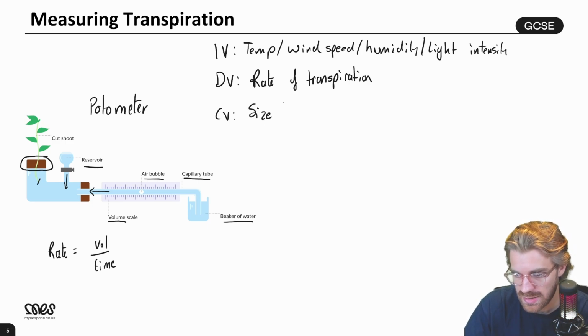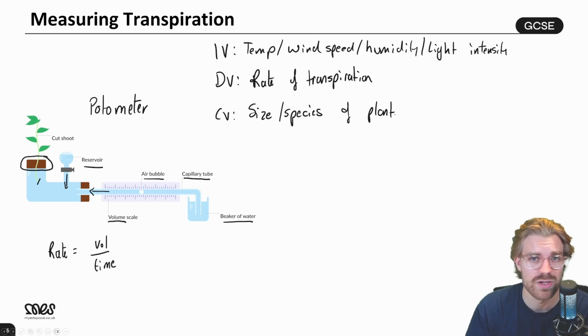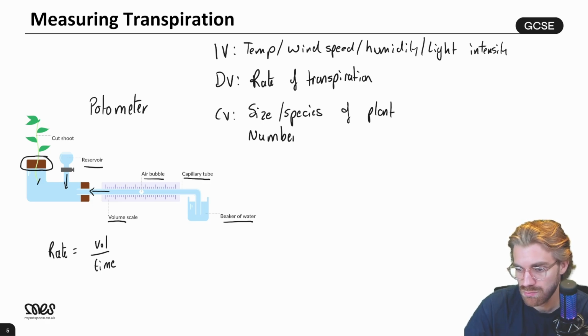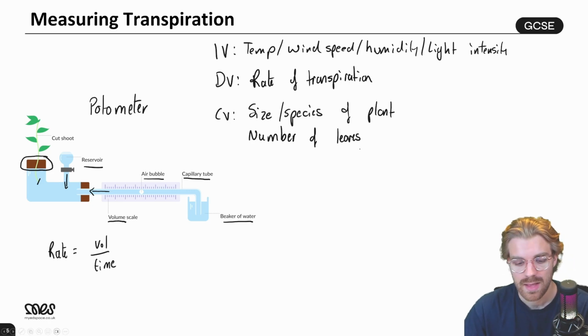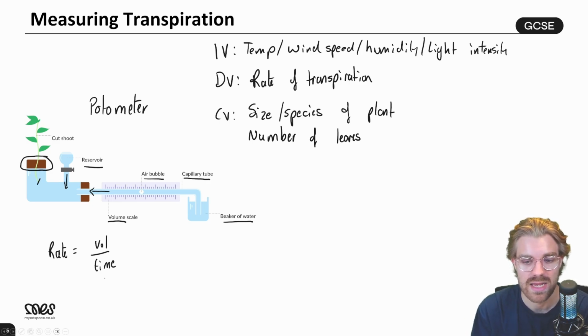So the size and species of plant, because different species of plant will have different numbers of stomata. We'd also want to keep the number of leaves the same, because more leaves is going to mean more stomata. And maybe we would want to keep the time that we allow the air bubble to move for the same as well.